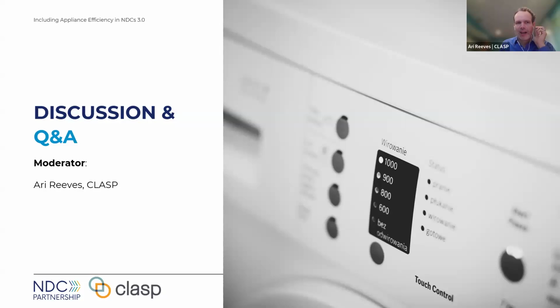Very interesting. Alexandra, you mentioned MEPSI, and just for everyone's benefit, MEPSI is a tool that's publicly available to everyone on CLASP's website. So you're encouraged to check it out. You can use it to estimate the climate and energy savings impacts from improving the efficiency of appliances and equipment in your country as well.